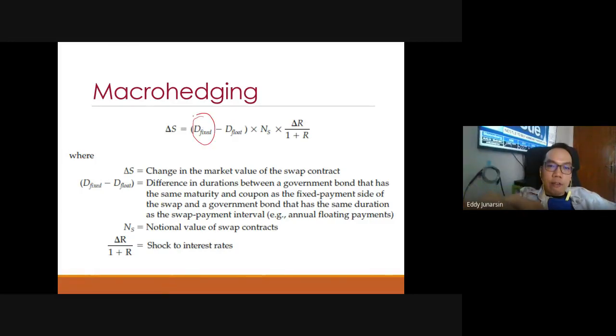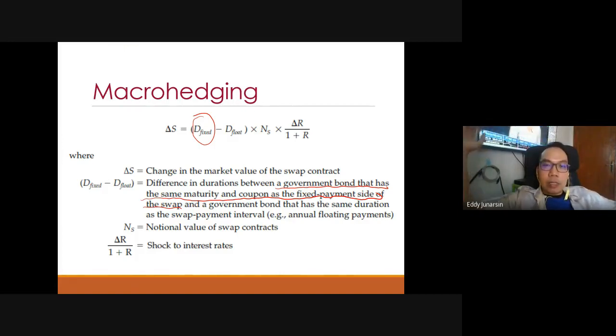Here we have the duration of the fixed. So what is the duration of the fixed? This is the duration of a government bond that has the same maturity and coupon as the fixed rate side of the swap. So if the swap contract lasts for 10 years, then we try to find a government bond whose maturity is also 10 years. And of course, the coupon rates are comparable.